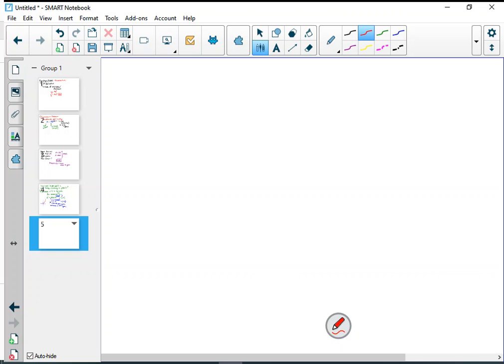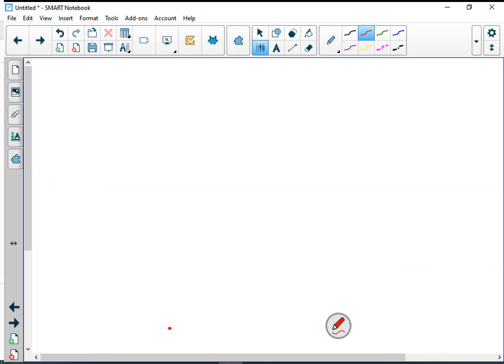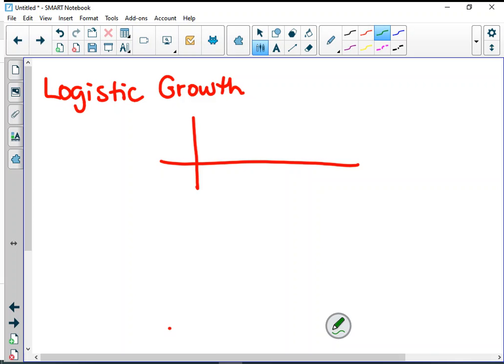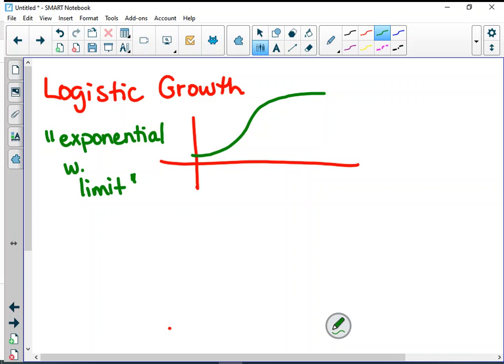Yep. And it's recorded. Okay, so here's the one that's a little weird. It's a kind of exponential growth. It's called logistic growth. A logistic growth function is exponential but has a cap, or a limit. It grows, but then we get some kind of leveling off.